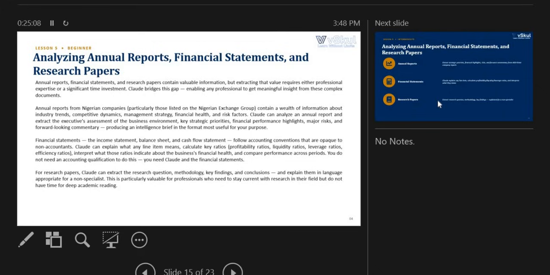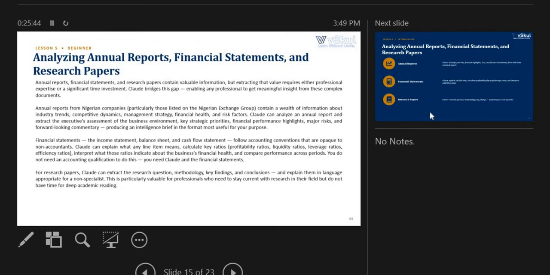risk factors. Claude can analyze an annual report and extract the executive assessment of the business environment, key strategic priorities, financial performance highlights, major risks, and forward-looking commentary, producing an intelligence brief in the format most useful for your purpose.